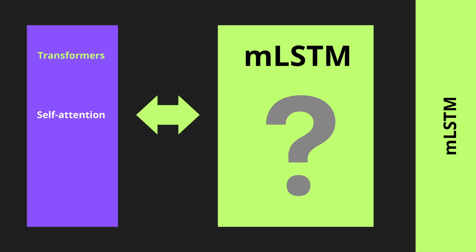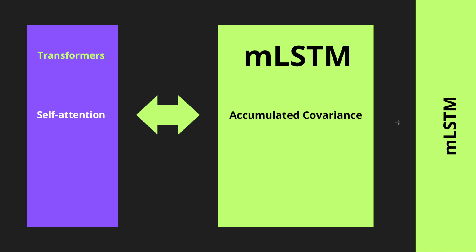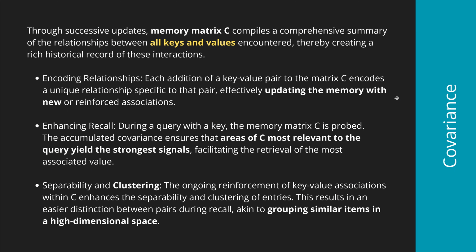Beautiful. So I ask myself, hey, if I have with the transformer architecture the attention and the self-attention mechanism, the core understanding, what is the corresponding element if I look now at a matrix long short-term memory model? What is the core idea of the model? And to your surprise, it is called accumulated covariance. Now, what is covariance and what is the accumulated covariance and what does it do?